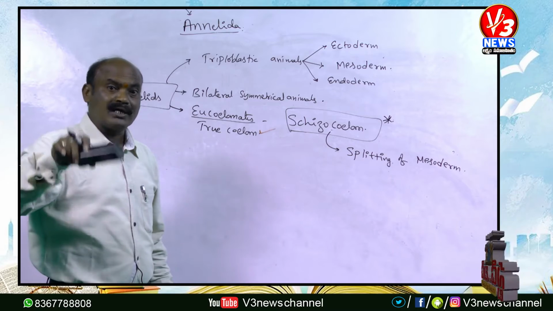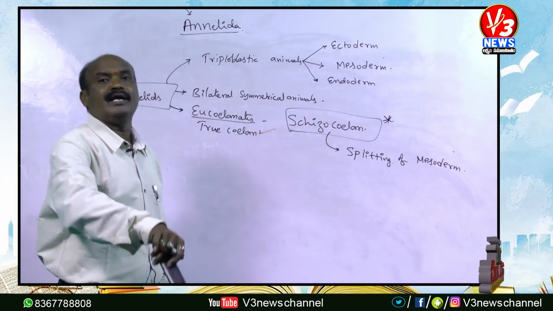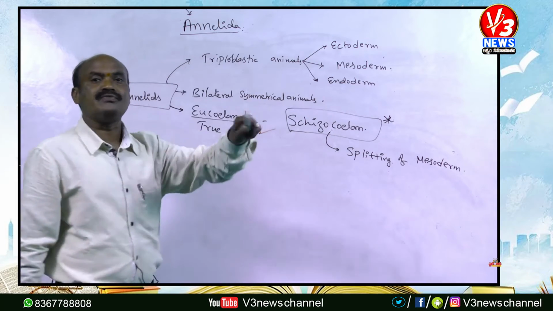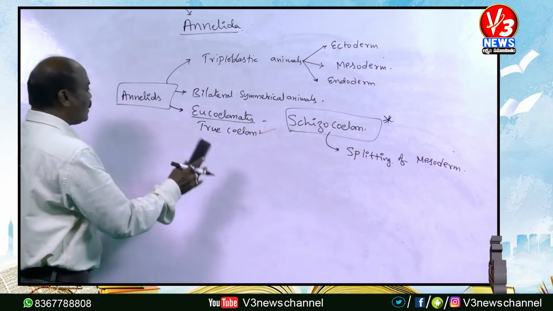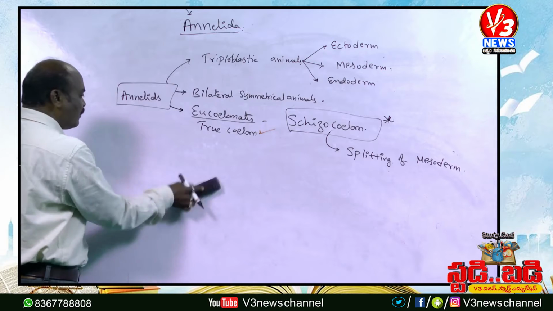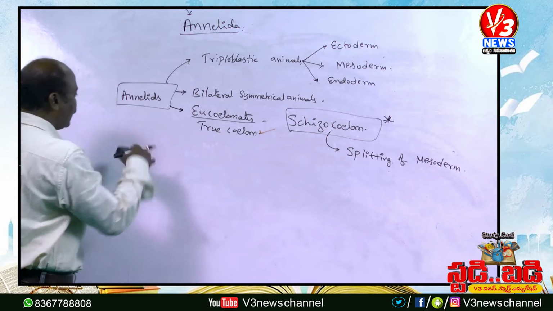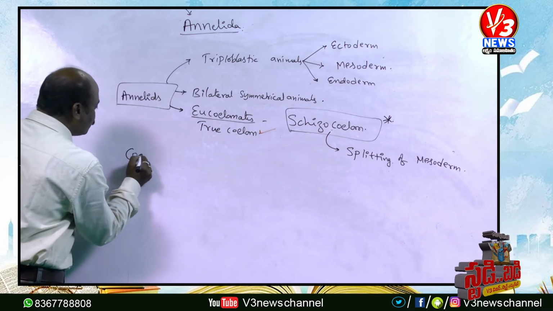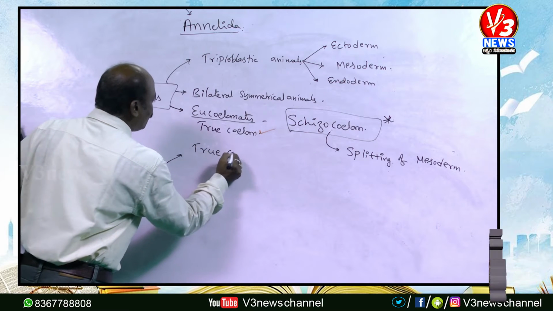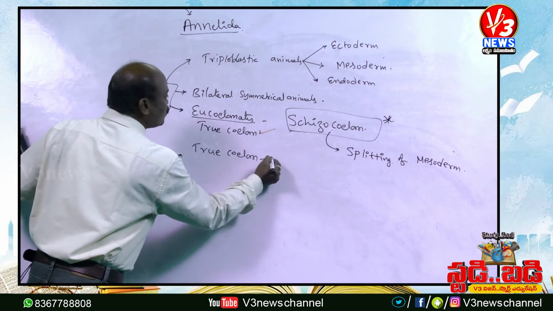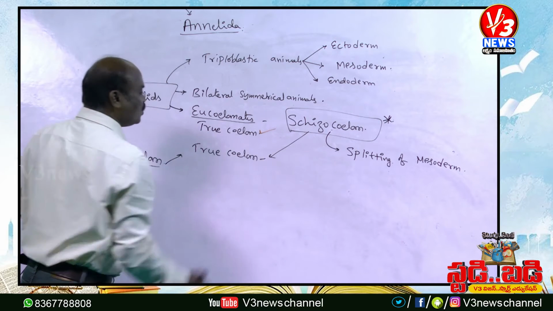Schizocoelomate, triploblastic, segmented-bodied animals, that is the characteristic feature of annelids. Next, coming to the coelom. Here the coelom is a true coelom. The type of true coelom is the schizocoelom.